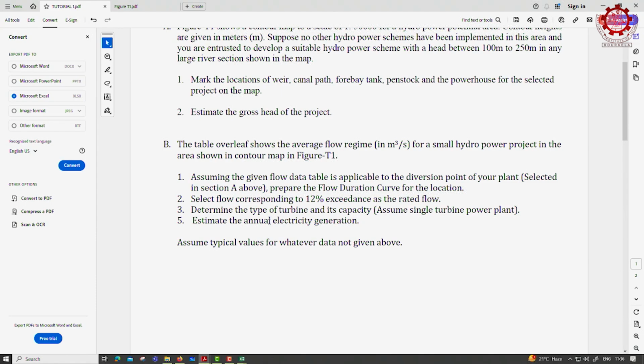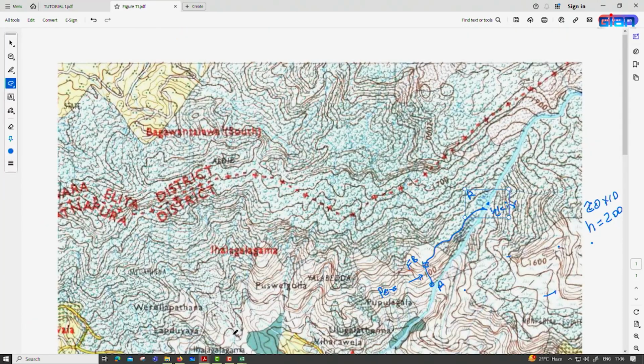So, you can see now your head, we found 200 meters, right. In my particular case, we found that it is approximately 200 meters. Head is 200 meters and the flow is 1.8 cubic meters per second. Now, you can go to a turbine selection chart.